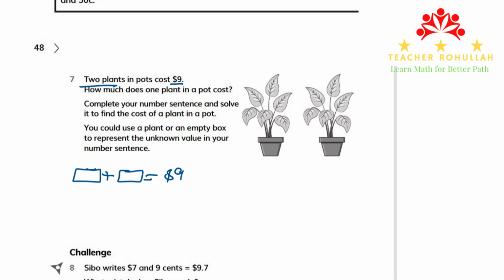We don't exactly know what is half of 9, but we know what is half of 8. 8 divided by 2 is 4. Half of 8 is 4. 8 plus $1 is $9. And we also know that half of $1, $1 divided by 2, is 50 cents. So the amount he spent for each plant is $4.50.